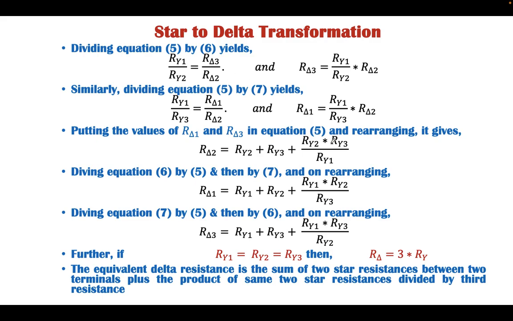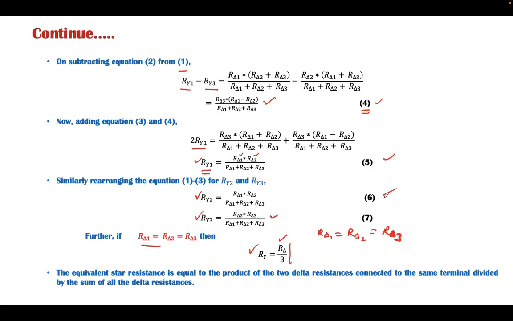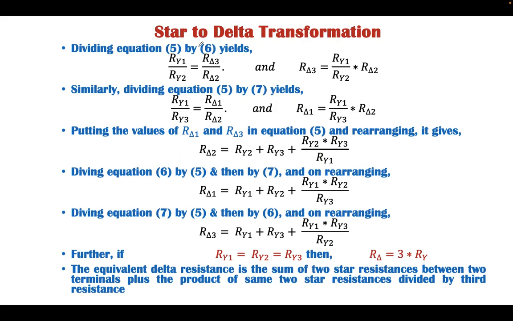Now we have these three equations, 5, 6 and 7. Using these three equations, if we divide 5 by 6, the resultant value will be this one. Similarly, by rearranging this equation, we can find R delta 3 in terms of star parameters. Now from equations 5 and 7, dividing and rearranging, we can calculate R delta 1. Then, putting the values of R delta 1 and R delta 3 in equation 5 and rearranging, we can calculate R delta 2.